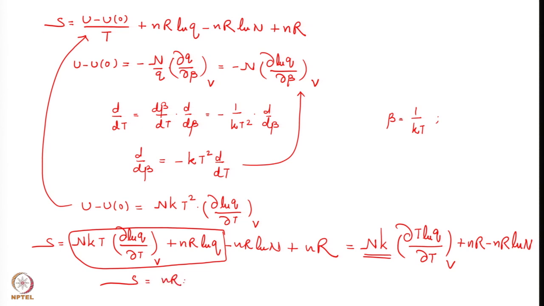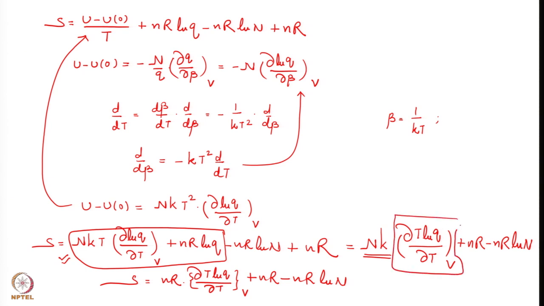NR ∂/∂T (T log Q) at constant volume plus NR minus NR log N. Let me write this. I hope this is clear to you that these two can be combined to write this derivative. If you open up this derivative, you will get this expression.